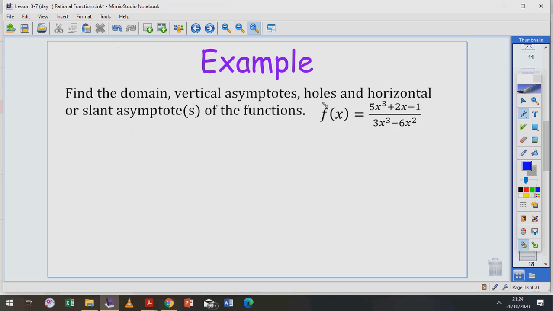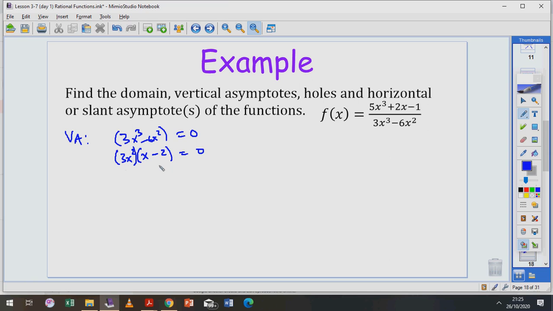Another one: domain, vertical asymptote, holes, horizontal asymptotes, or slant asymptotes. Okay, start with vertical asymptotes by setting the denominator equals 0. This factorizes to, setting it equals 0, if I take out 3x squared, I'll be left with x minus 2 equals 0.